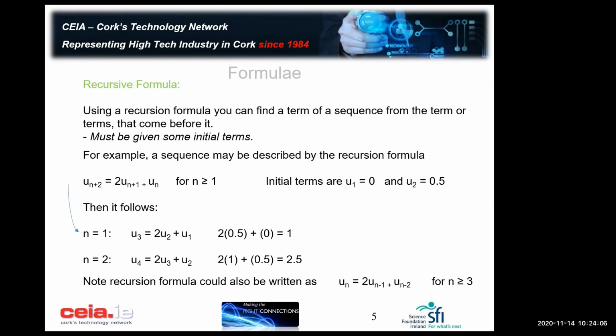Now, another thing to note is that the recursion formula could also be written as u of n is equal to twice u of n minus 1 plus u of n minus 2. So if you look at the formula, you can see that u of n is based on twice the term before it plus once the term before that. So just because you've changed from n plus 2 to n, you'd alternatively alter the u terms in the formula. So it can be written that way as well. Okay? So we will go on and do an example, if you bear with me.